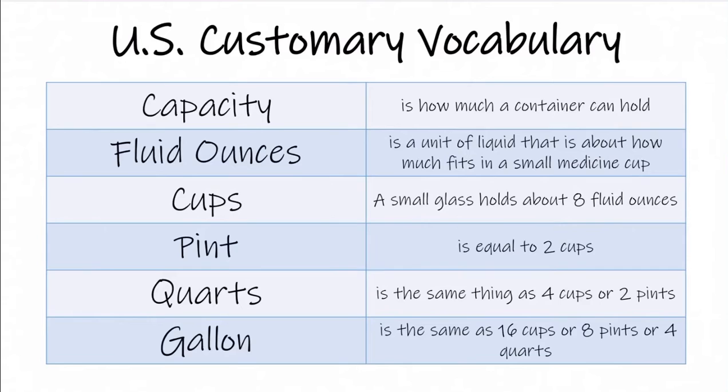And then a gallon, you've all seen a gallon of milk. That's what we're working with. It is the same as 16 cups or 8 pints or 4 quarts. You should notice that quart has the prefix quar, and it means 4. So that's why you would have 4 quarts in a gallon. You would have 8 pints in a gallon, and then 16 cups. All right.